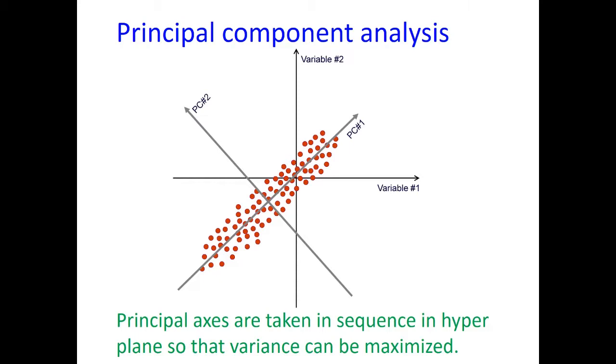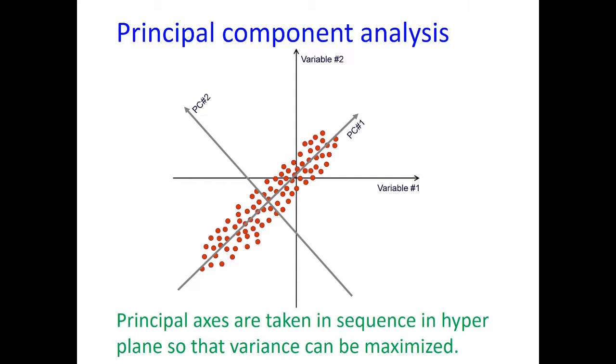When the data distribution of the sensors is like this, principal component analysis extracts the principal axes. The first principal axis is here, and the second principal axis is here. Principal axes are taken in sequence in the hyperplane so that variance is maximized. In this case, the data variance in this direction is largest, so this is the direction of principal component one. Then this is principal component two. In this way we can take the principal components, compress the data into small dimensions, and visualize the data easily.